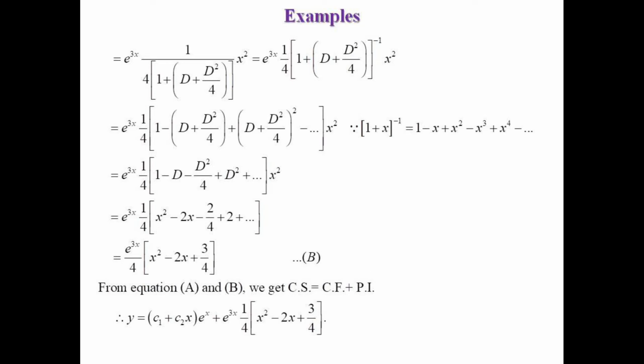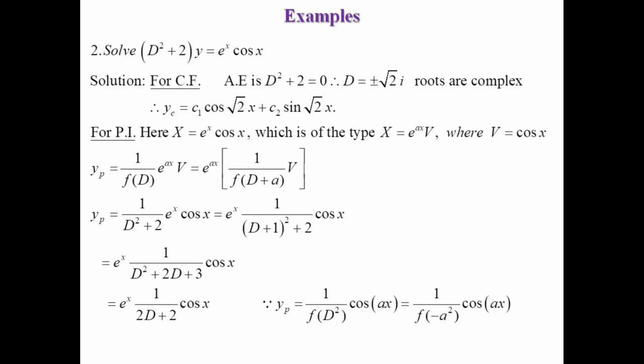So the complete solution according to these two equations is y is equal to (c1 plus c2 x) e raised to x plus e raised to 3x upon 4, then in bracket x square minus 2x plus 3 by 4. In this way we can easily solve the example of a linear differential equation of type 4, where X is equal to e raised to x into V. Now let's take the next example to understand this method in a better way.